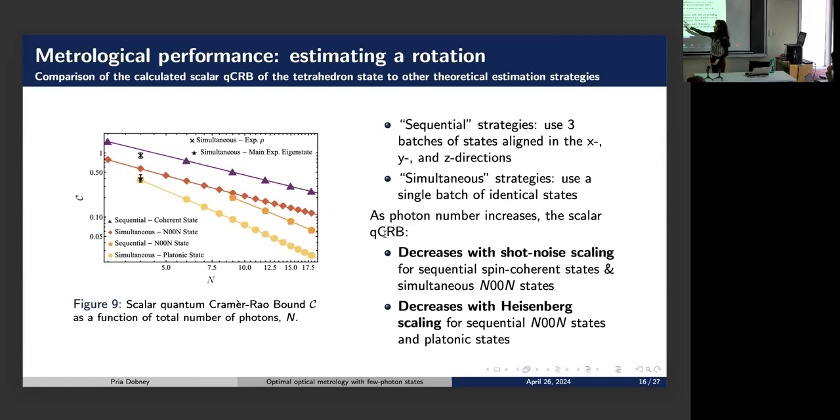And you can see that they don't scale with the same slope. So this will be the kind of 1 over n scaling that we're looking for, and this is the 1 over root n. So in general, we also see that we can use these platonic states to achieve the Heisenberg scaling. As you increase the photon number, your scalar quantum Cramér-Rao bound also decreases.